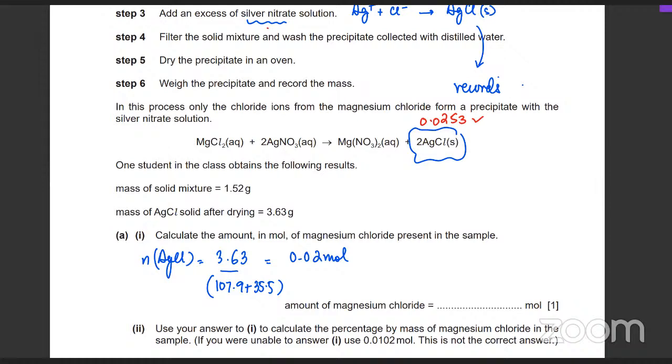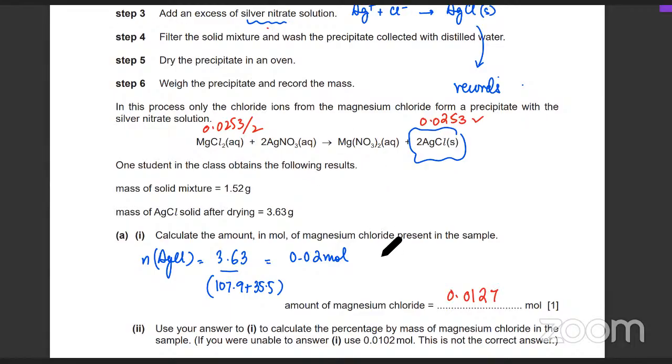We were supposed to find the moles of magnesium chloride. So that's 2:1. So what is half of this? 0.01265. So I'm going to write 127. 127 is fine. So I'm getting 0.0127 moles for this.